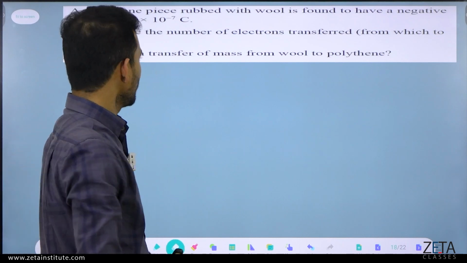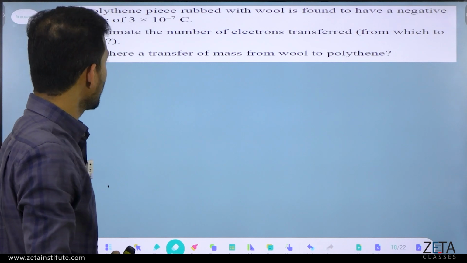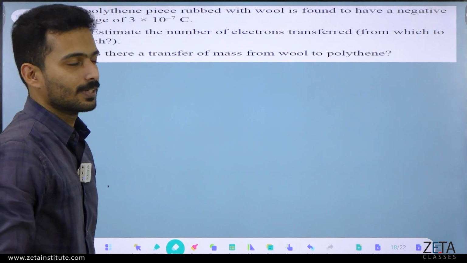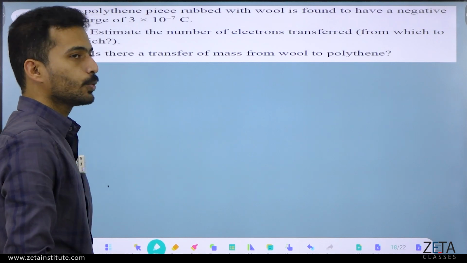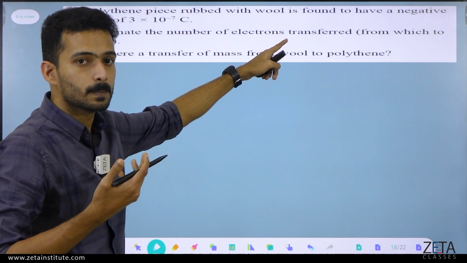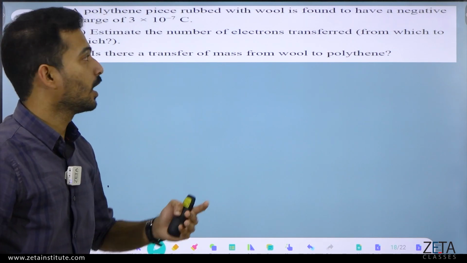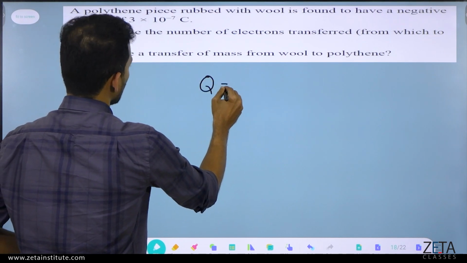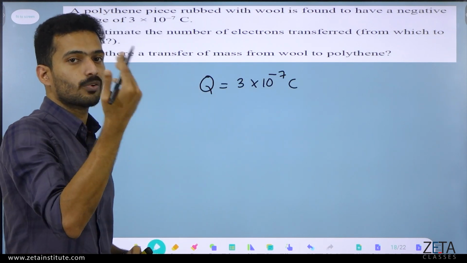Okay, here is another question. A polythene piece rubbed with wool is found to have a negative charge of 3 into 10 raised to minus 7 Coulomb. Estimate the number of electrons transferred. Okay, so electrons are transferred from wool to polythene because the polythene gets negative charge. That means the polythene piece gains electrons and the wool loses electrons. So we can write the charge on the body is equal to 3 into 10 raised to minus 7 Coulomb. So you have to calculate the number of electrons transferred.